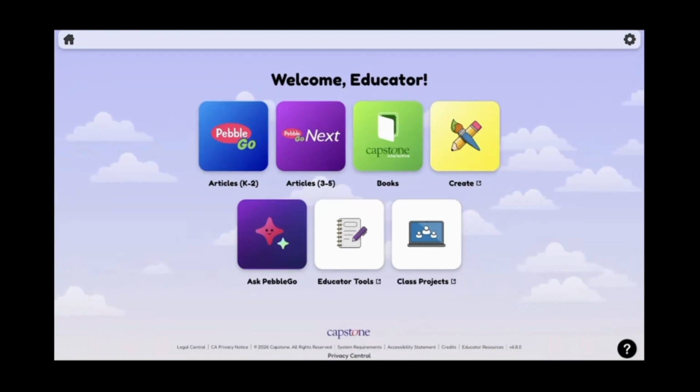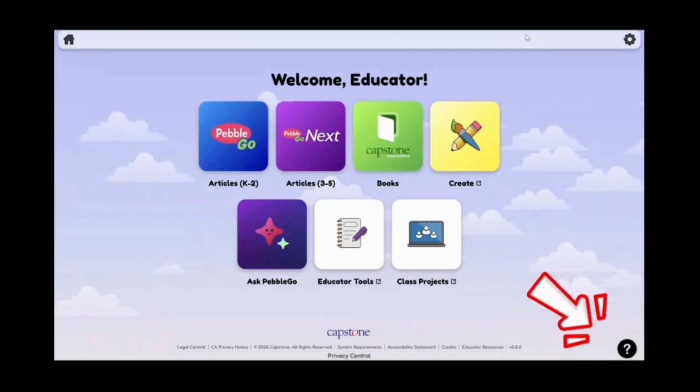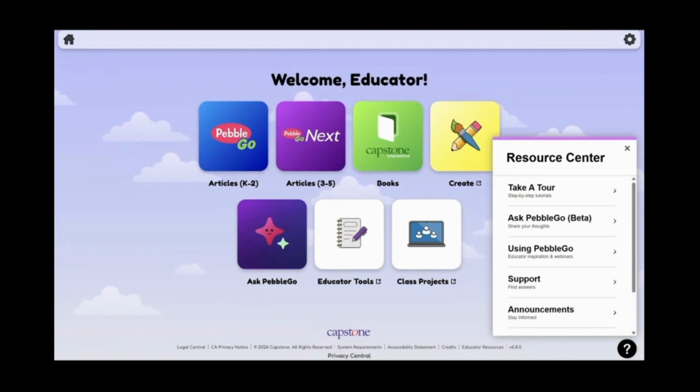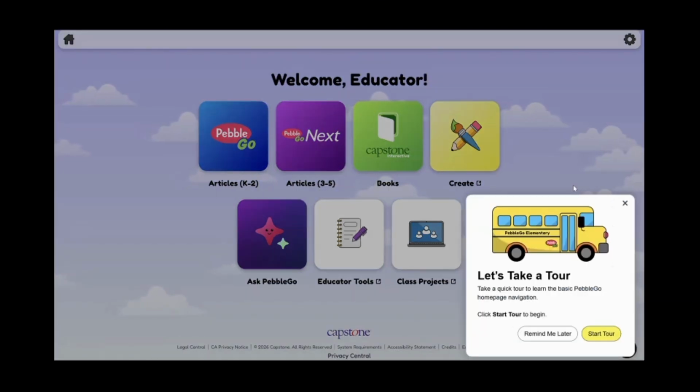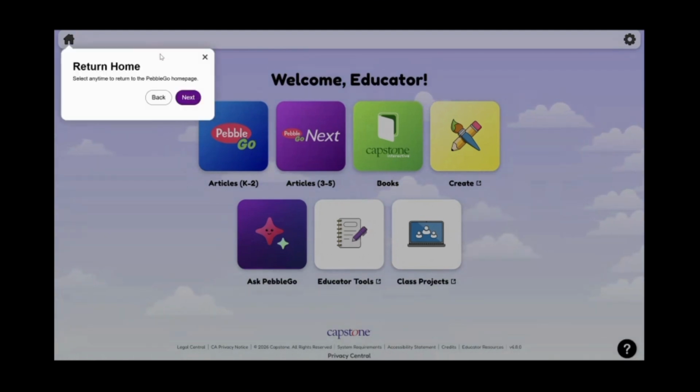When you log into PebbleGo, click on the Resource Center in the bottom right-hand corner. Then click on Take a Tour. When you start the tour, you'll be guided to different pop-ups in PebbleGo showing you the different features.